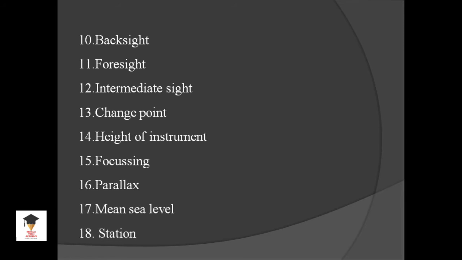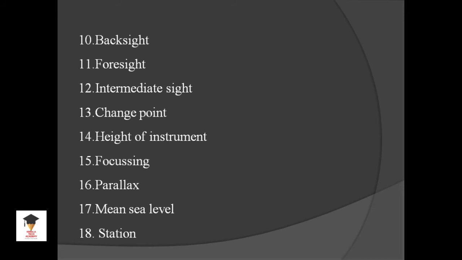The next one is mean sea level. Mean sea level is the average height of the sea for all stages of tides. At any particular place, it is derived by averaging the hourly tide heights over a long period of 19 years.